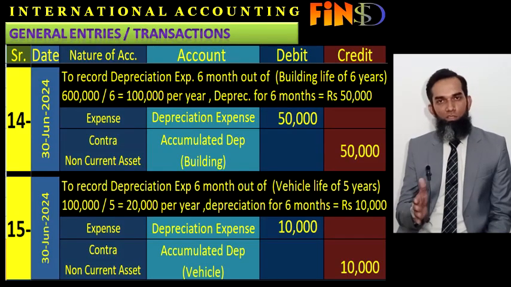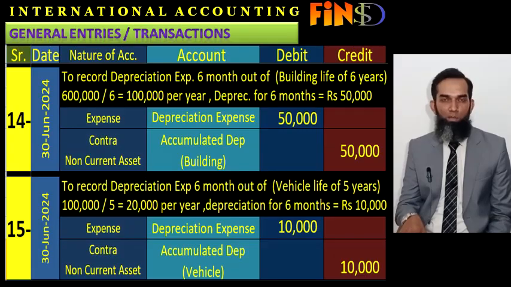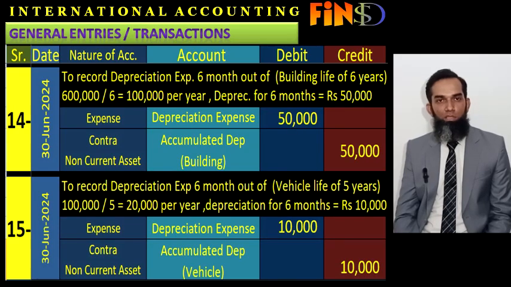So in the sixth year, the whole 6 lakh would be depreciated, and the asset in tangible form will still be available to use by the business, but in the books it is reduced. It would be completely depreciated from the accounting system. So to record the depreciation for the first year, it is 600,000 divided by 6 years, that is 1 lakh per year.